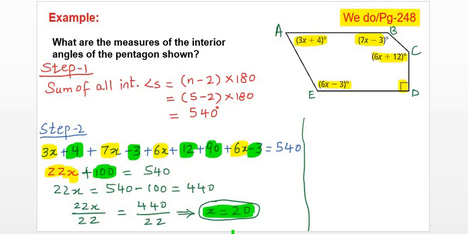Now, is this the final answer? No, because they said find the value of the interior angle. So what is angle A? To find the value of angle A, I will substitute the value of x over here. So it will become 3 times 20 plus 4, which gives us 64, because 20 times 3 is 60 plus 4. Similarly, find the values of the other angles.